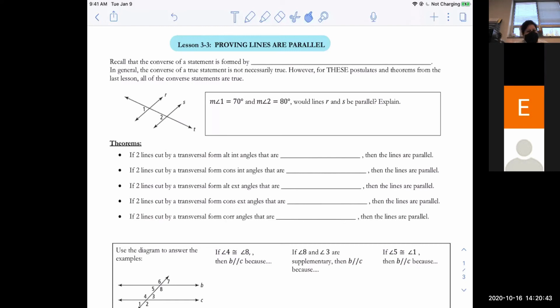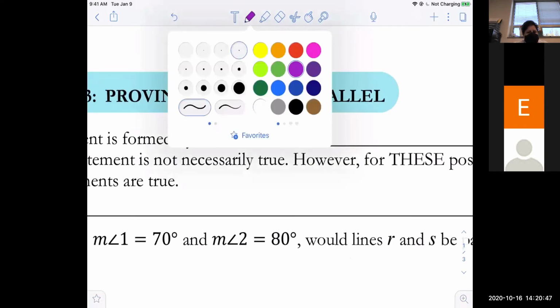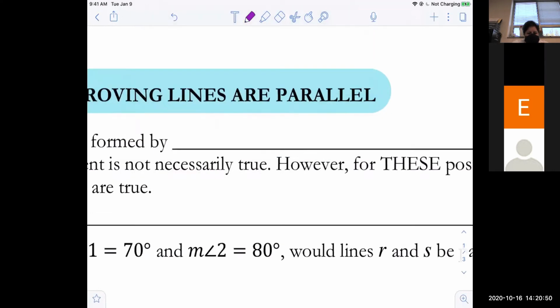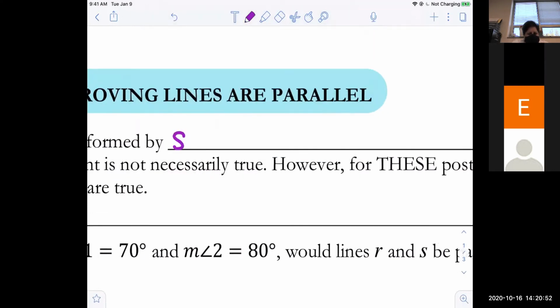How do you form the converse of a statement? How do you form a converse? Sam? Right. It's like you're reading it backwards because you're switching the hypothesis and the conclusion.